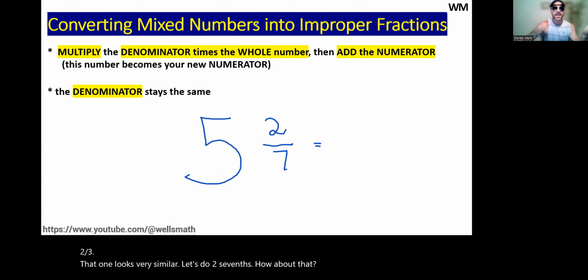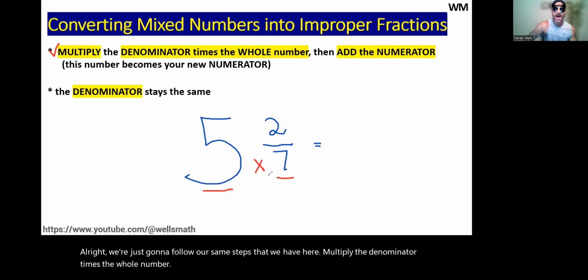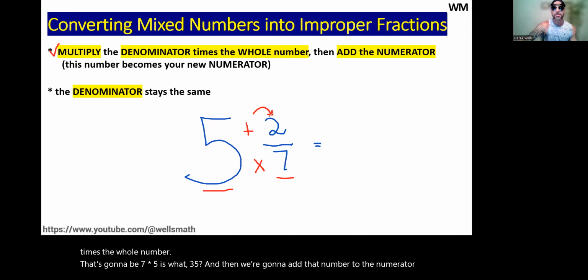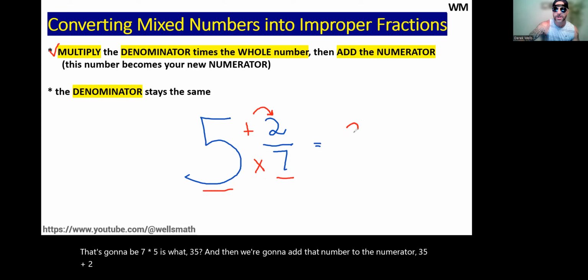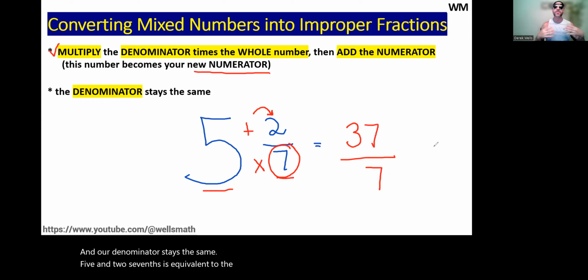All right, we're just going to follow the same steps that we have here. Multiply the denominator times the whole number. That's going to be 7 times 5, which is 35. And then we're going to add that number to the numerator. 35 plus 2 is 37. That number becomes our new numerator, and our denominator stays the same. 5 2/7 is equivalent to the improper fraction 37/7.